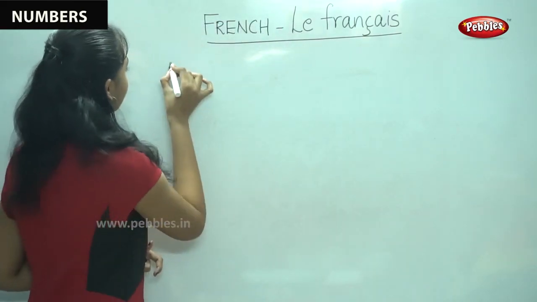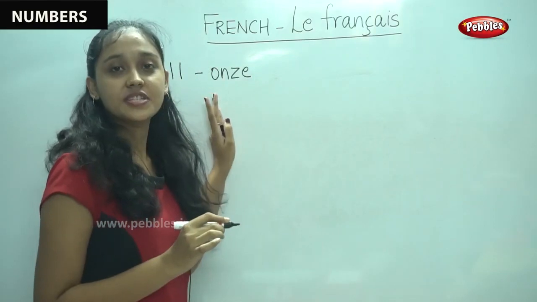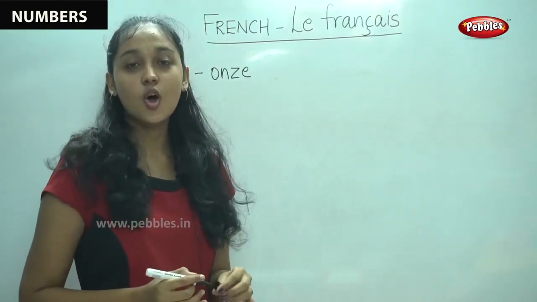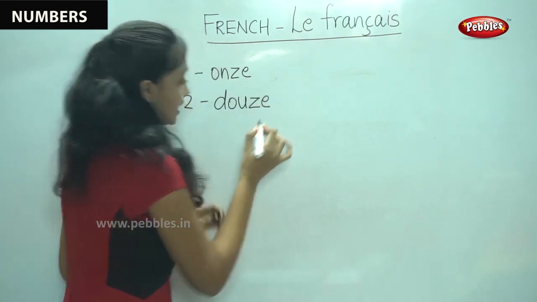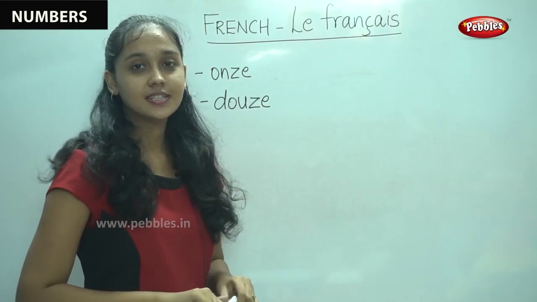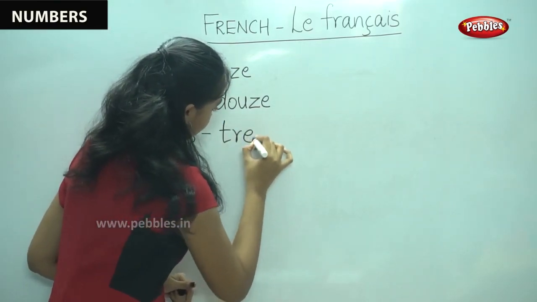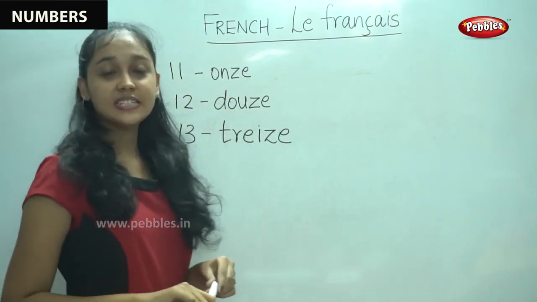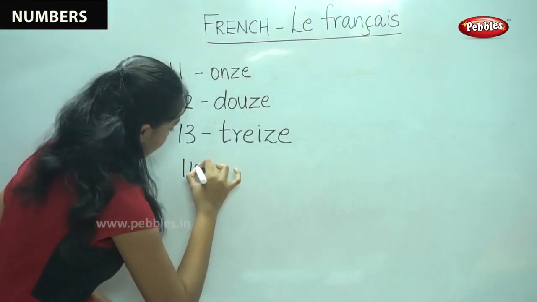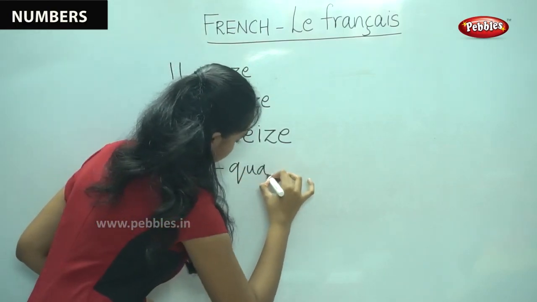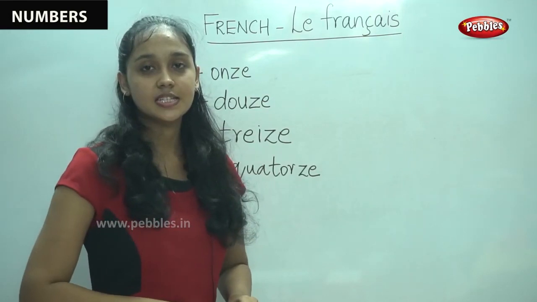Let's go. The number 11 is onze. Look at the pronunciation carefully. It is onze. The number 12 is pronounced as douze. The number 13 is pronounced treize. The number 14 is pronounced quatorze.